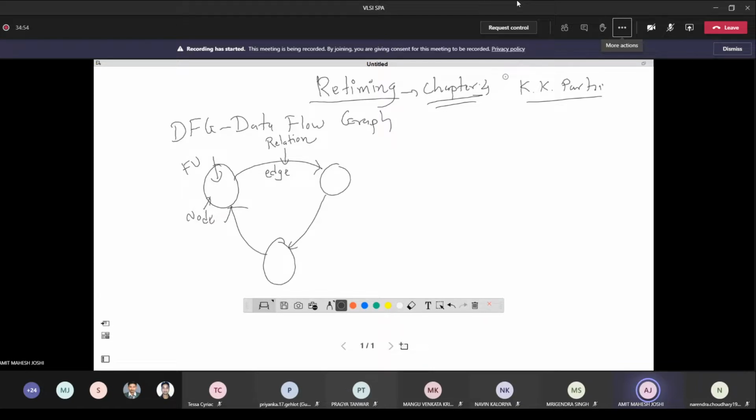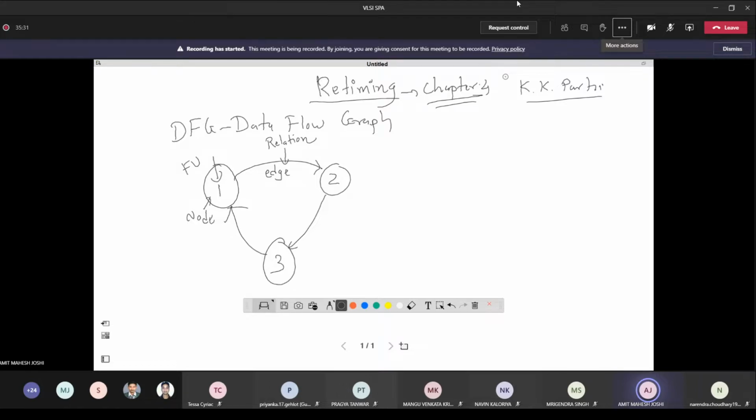Now let's say I am denoting the names of the nodes. Node 1 is one functional unit; when it executes its function, it will pass the data to node 2. Again, node 2 will take the data from node 1, process that data, and then pass it to node 3. This way you need to understand how the data is flowing. That's why it is a data flow graph representation.